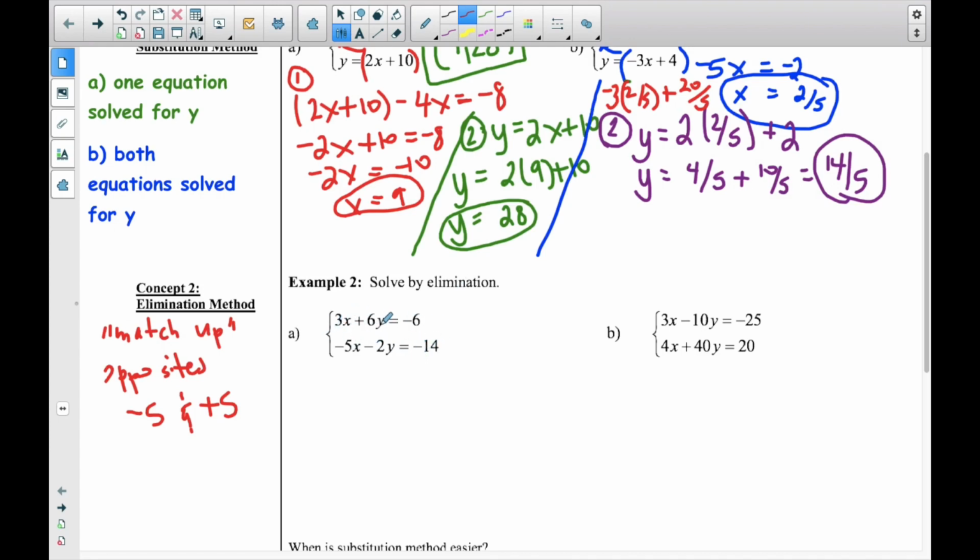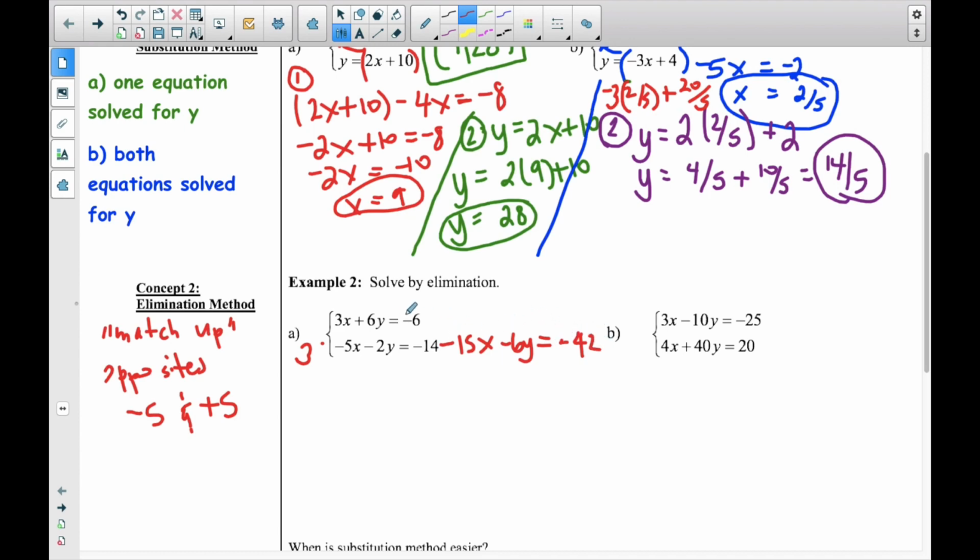So I need to look at these and I need to decide how could I make them drop off. I think the easiest way right here is with this 6 and -2. That is, I'm going to multiply this bottom equation times 3. And when I do that, I have to multiply all 3 parts times 3. So that's going to give me a -15x minus 6y is going to be equal to -42.